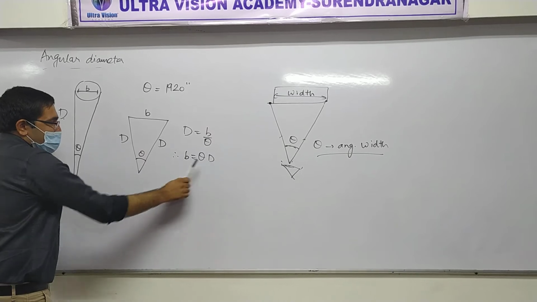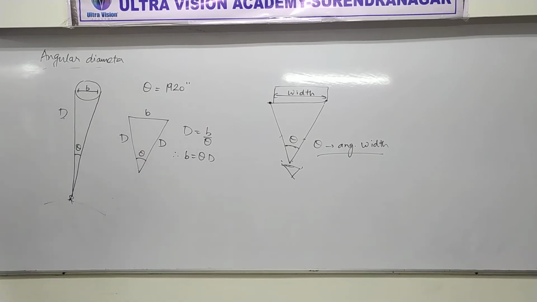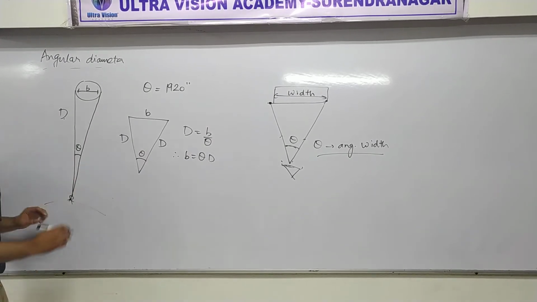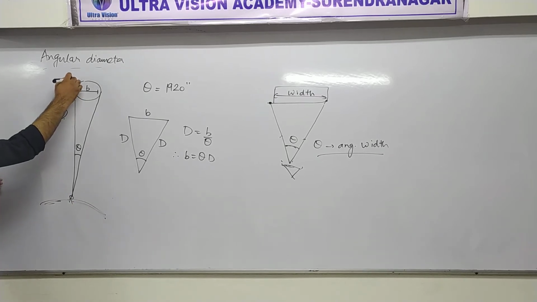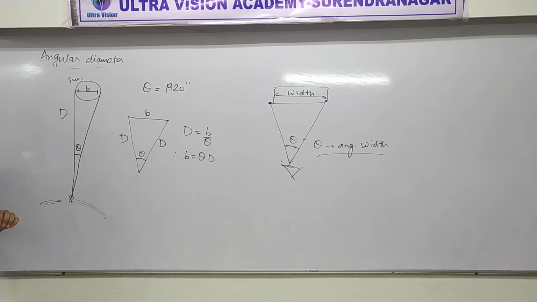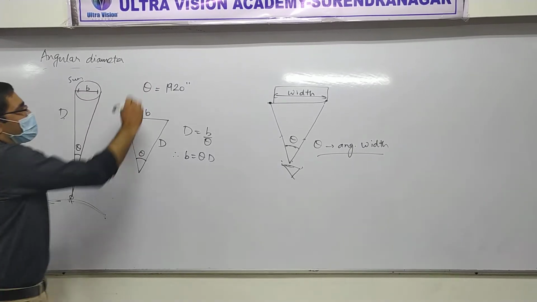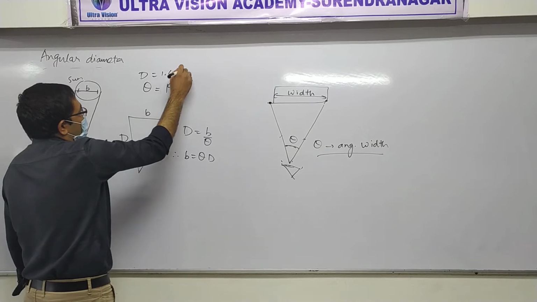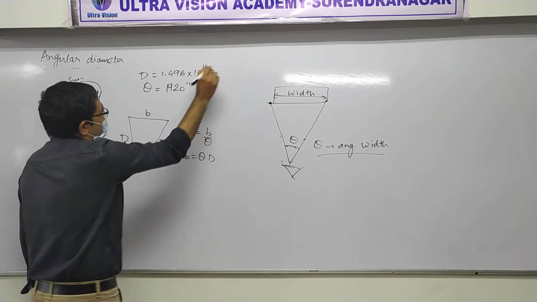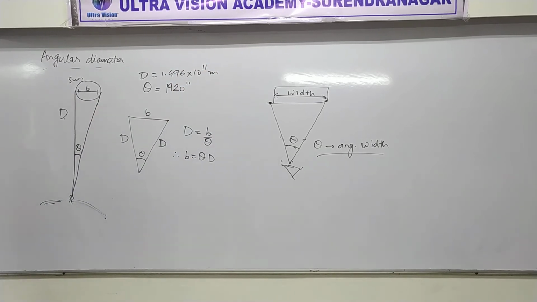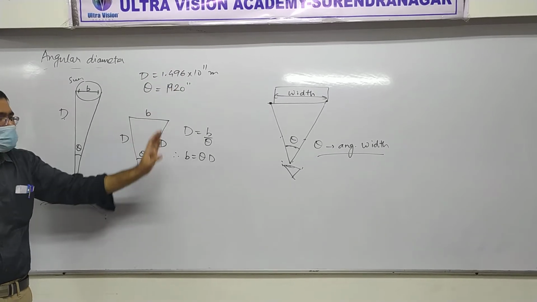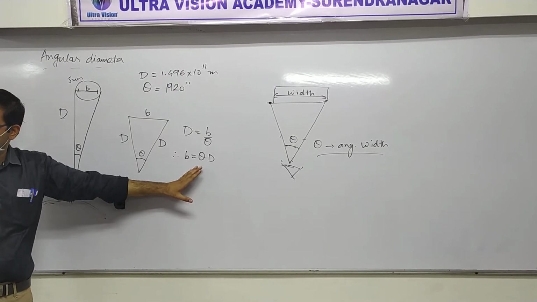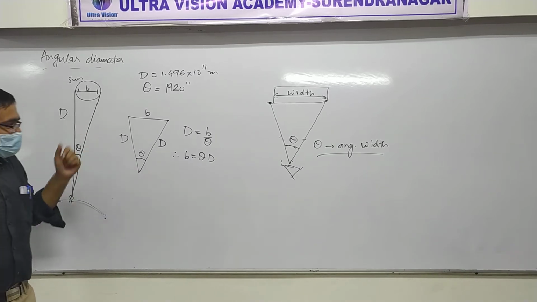Now do we know theta? Yes. Do we know D? D is the distance between where you are and where the sun is, that is, the distance between the earth and the sun. How much is that distance? 1.496 × 10^11 meters. Okay, the distance between the earth and the sun is 1.496 × 10^11 meters. Clear?